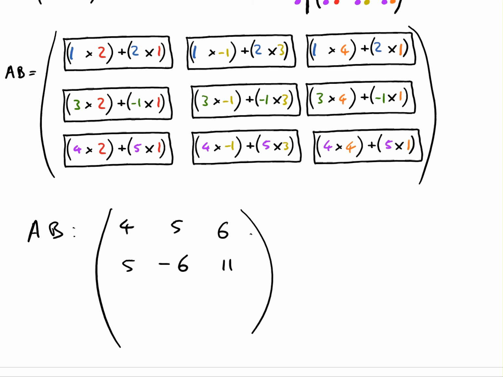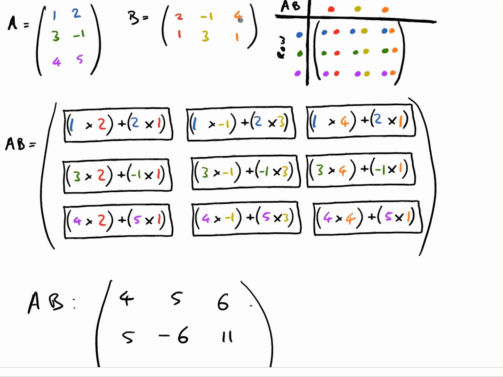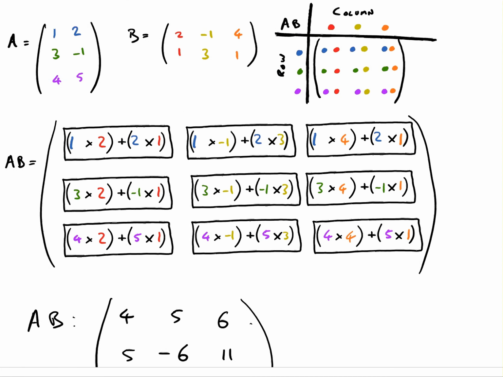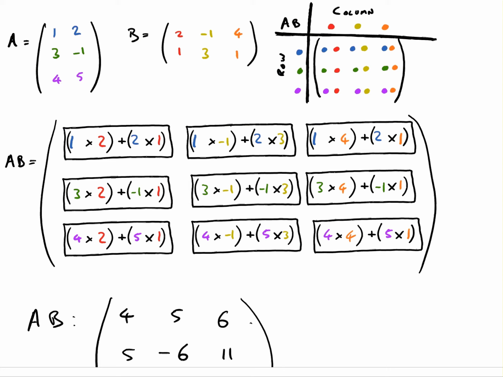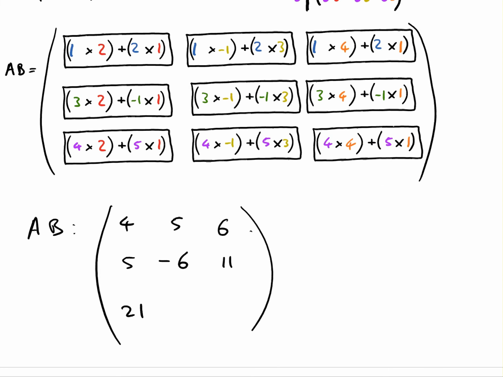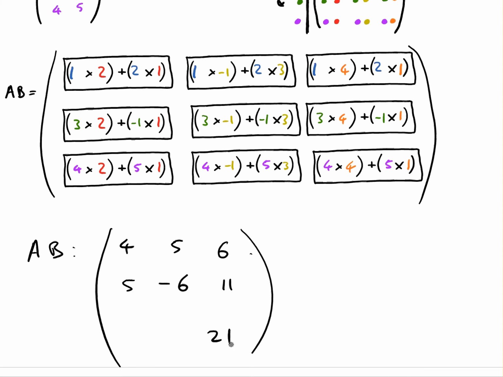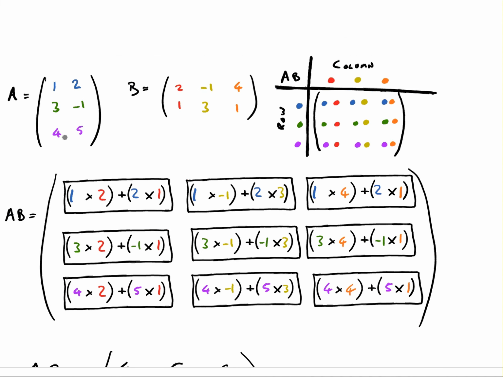Okay? Then finally, we got 4 multiplied by 4, which is 16, plus 5 times 1, which is 5. So we've got 21 here. Have we? Sorry, what am I doing? I do apologise. That's 21 goes here. That's what I was doing. For some reason, I was doing third row, third column.